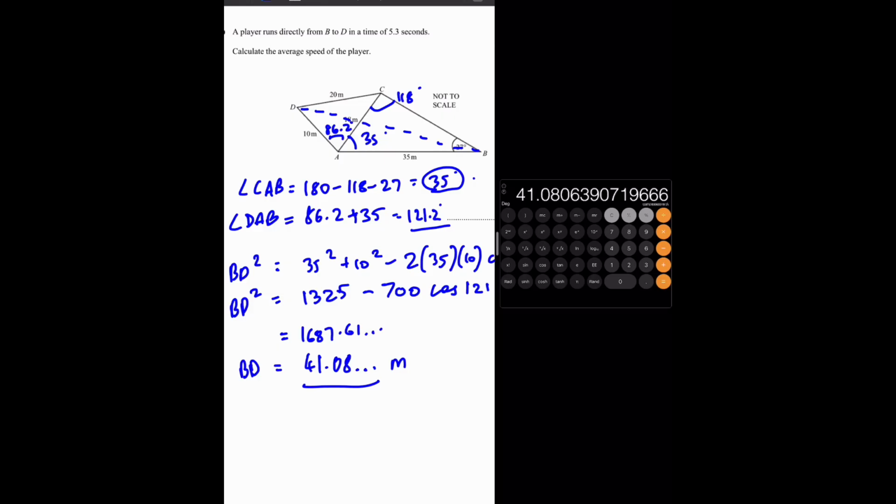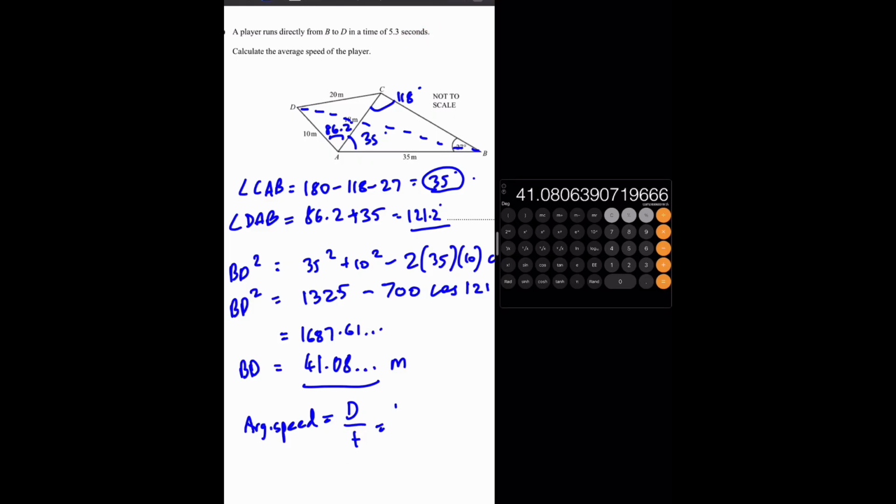You can write to any accuracy up to 1 decimal place. And now to find the average speed of the player, which is the question, the average speed is equal to distance by time. And here the distance is going to be this value we found, 41.08 meters, and time is 5.3 seconds given in the question.